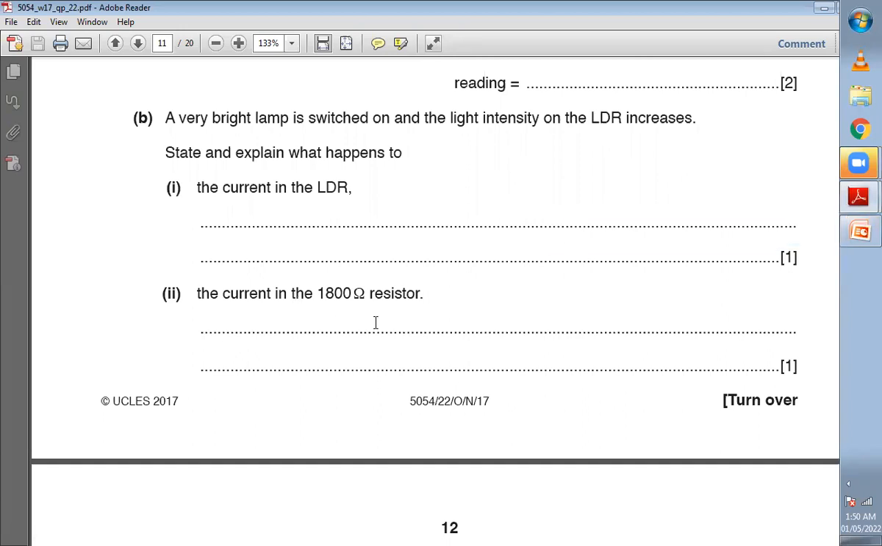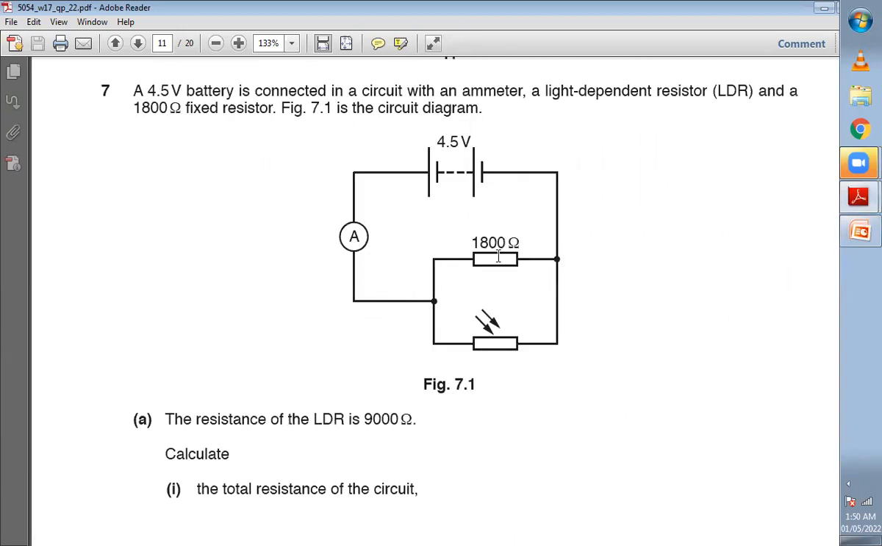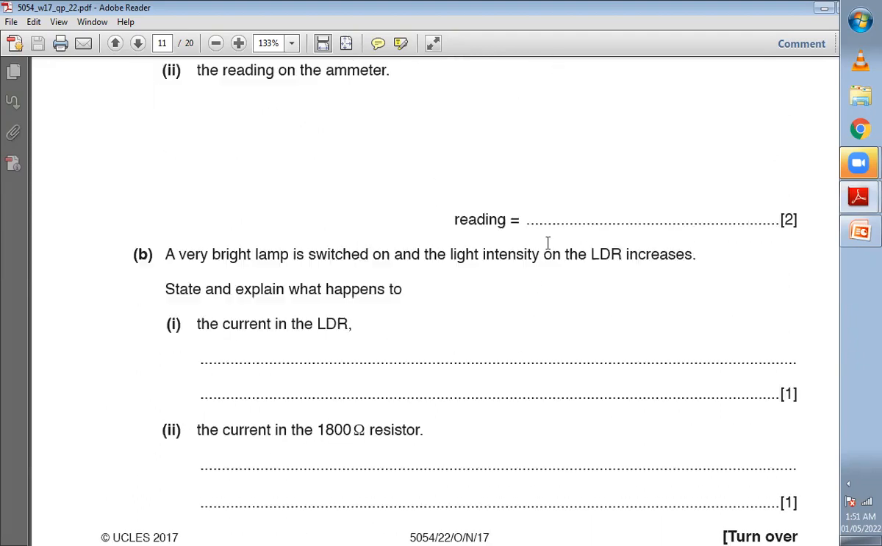Now, the current in the 1800 ohm resistor. You see, the 1800 ohm resistor, its resistance is fixed. The voltage drop on this is still 4.5. So if the voltage drop here is still 4.5, and its resistance is still 1800, the current through this branch will be still the same. I equals V by R according to Ohm's law. Because voltage drop has not changed on this branch, and the resistance of this branch has not changed, the current through this branch will not change.